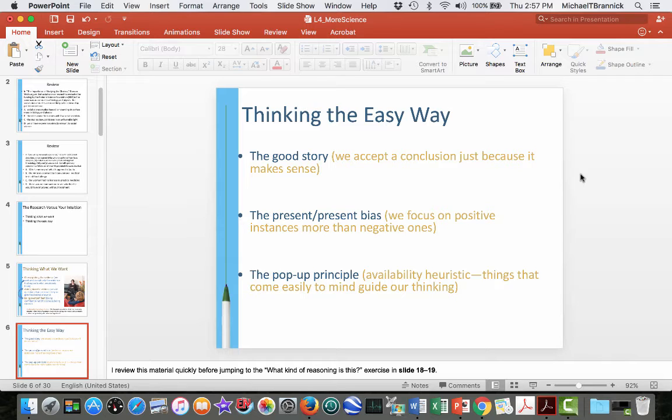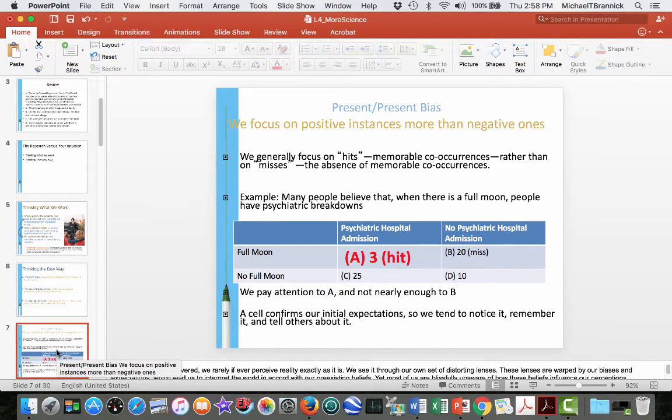There are a couple that are more sort of psychological, I guess you could say: the present-present bias and the pop-up principle. Let's look at those. Okay, in present-present bias, we're focusing on positive instances. So we're looking at 2 different variables, and we're noticing when both of them occur.